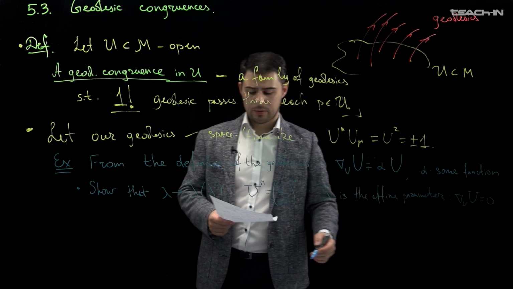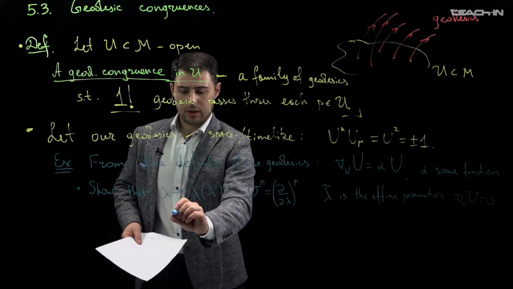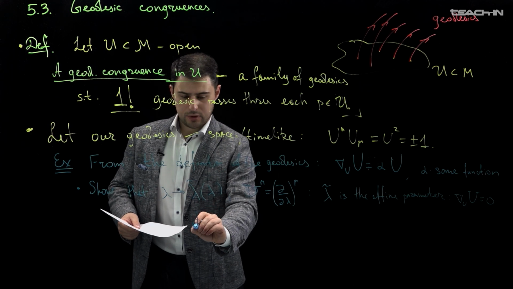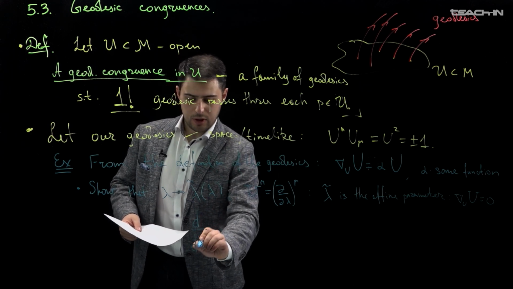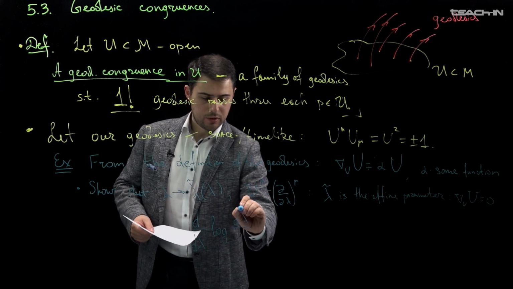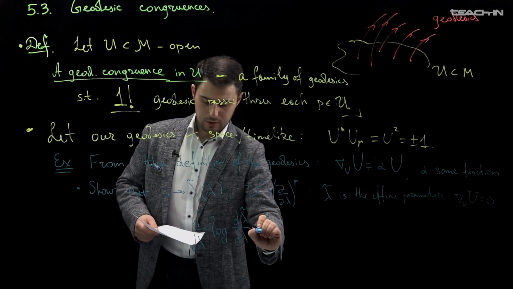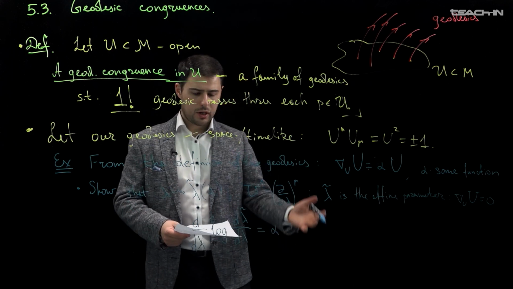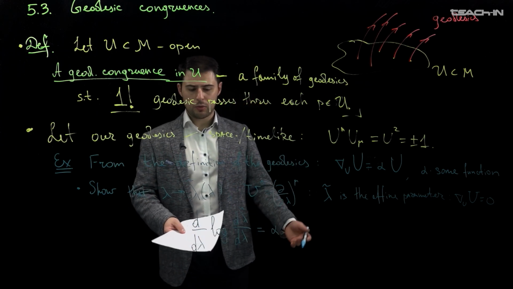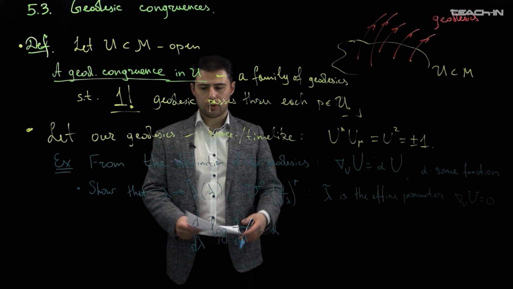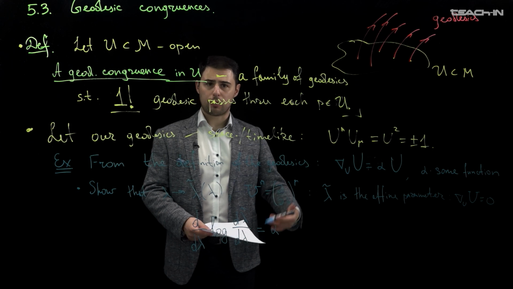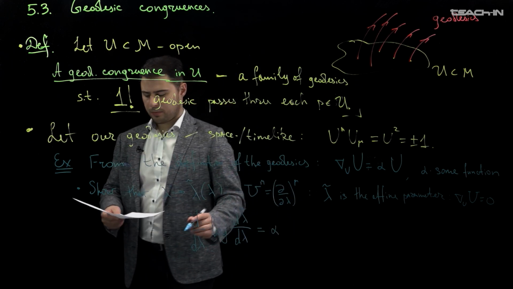Lambda is the affine parameter. Well, hint: we will have that d over d lambda of the logarithm of d lambda tilde d lambda equals alpha. So we will find lambda tilde from this ODE, and this ODE always has a solution. Therefore, such an affine parameter always exists.